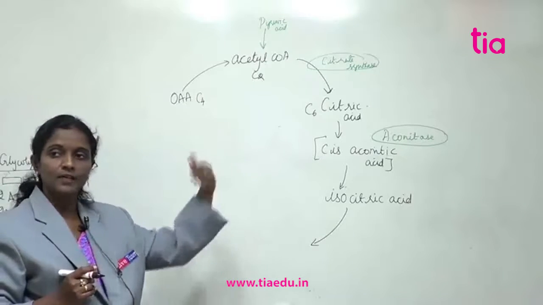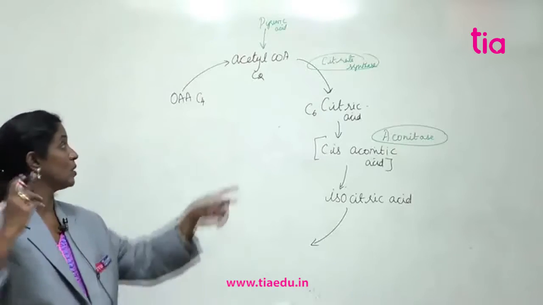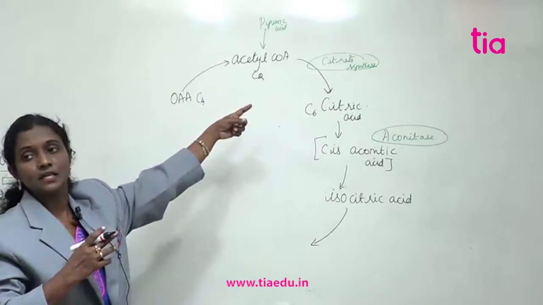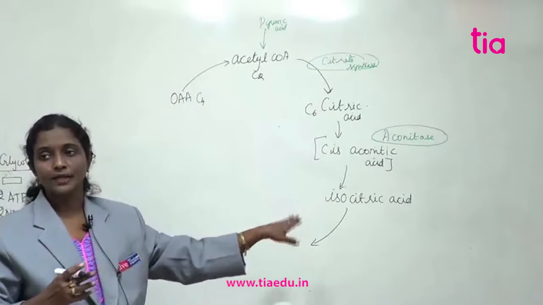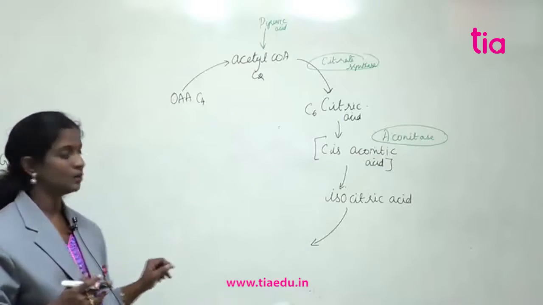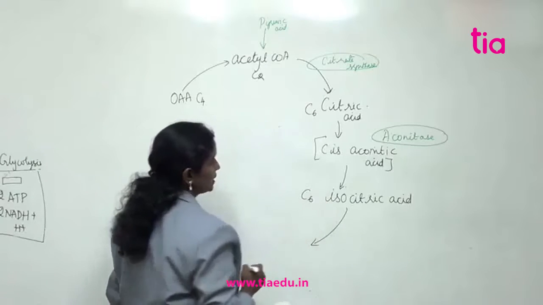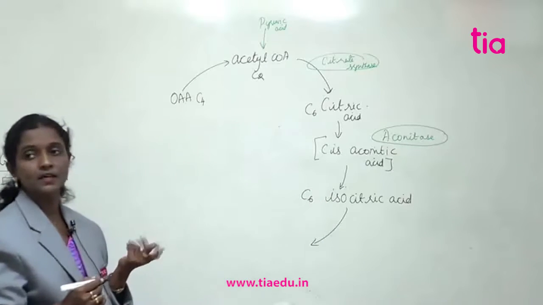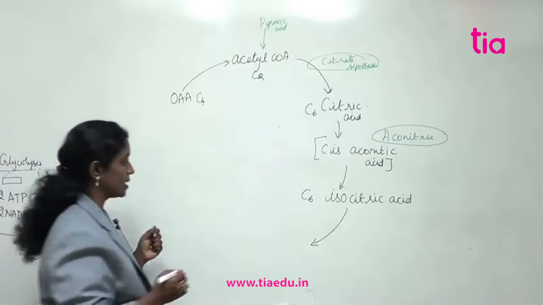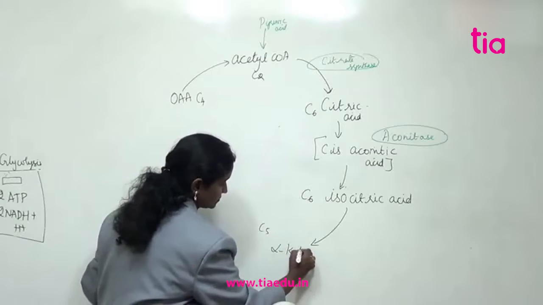Now we are going to have a C5 carbon. For the first time in the cycle we are going to liberate carbon dioxide. Already one is gone between pyruvic acid and acetyl-CoA. Another carbon dioxide is going to get out from this isocitric acid. So the C6 is going to become C5. What will be the C5 product? This is a C6 product, isocitric acid, and this C6 product is going to become the C5 product, alpha ketoglutaric acid.